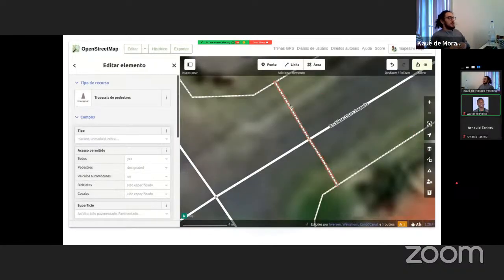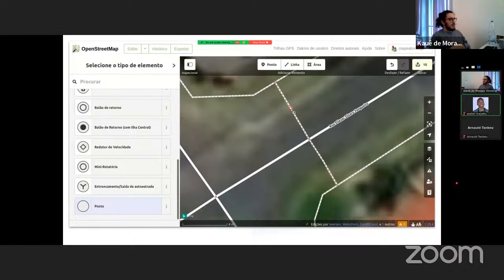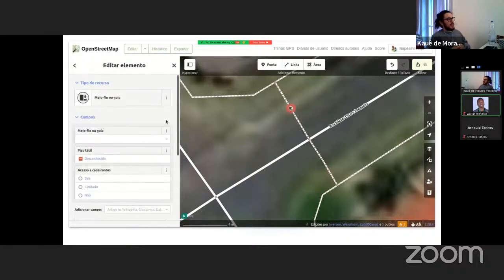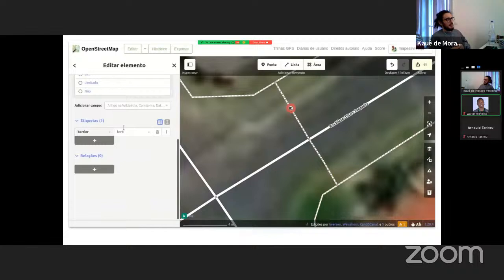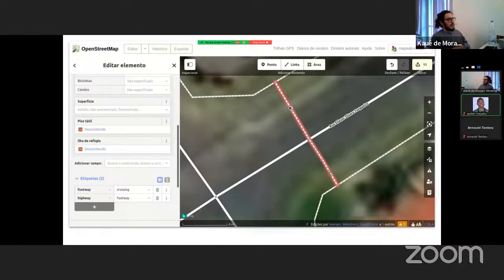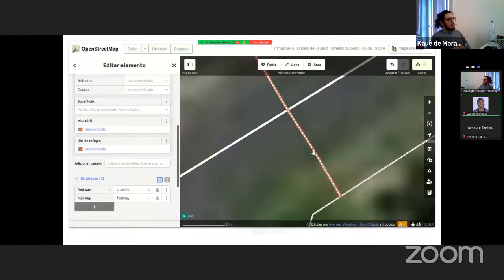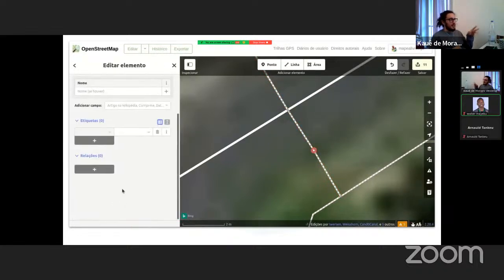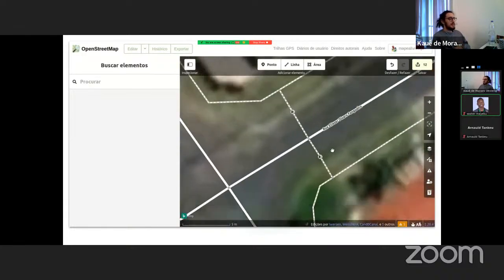Now showing you guys, you just go there and select. Sometimes iD has the suggestion, so you just put it there, or you can go on iD, select the point, which will be without tags, and put the tag barrier equals curb. Perfect. It's a very simple scheme.